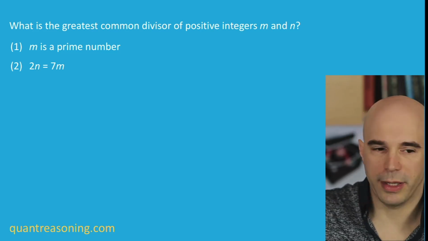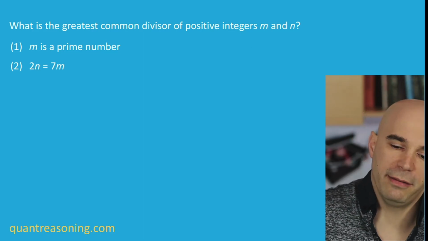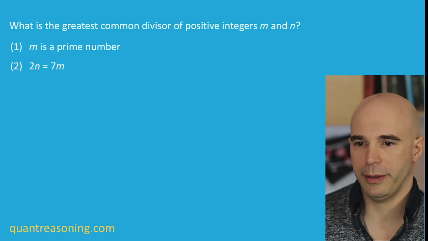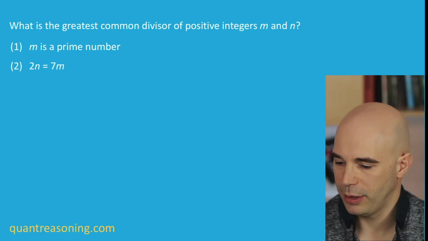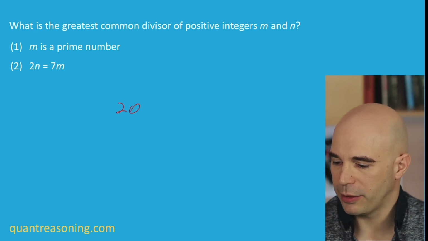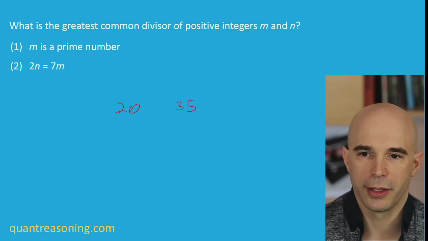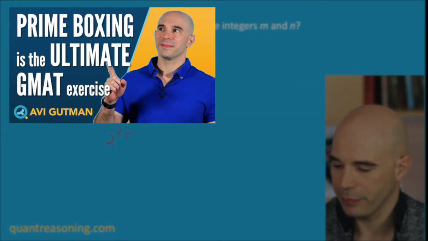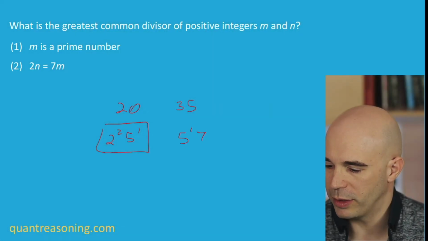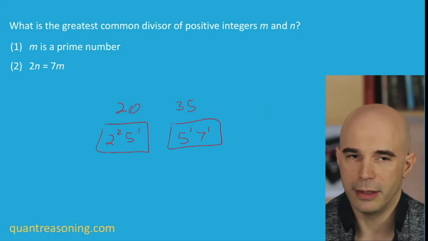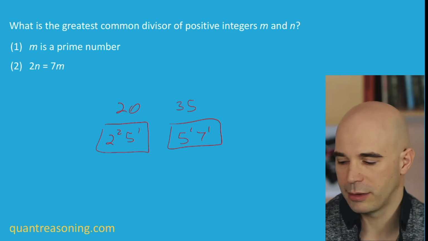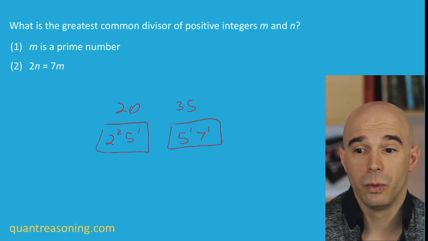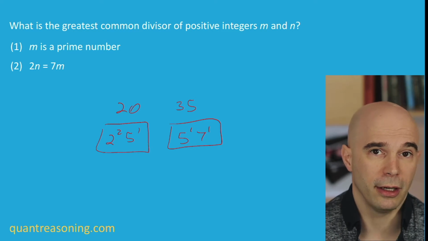Let's start with a quick reminder of what greatest common divisor is and how to work with it. So if I'm talking, let's say, about 20 and 35, just as an example, and I want the greatest common divisor, what I would do is find the prime box of each of these numbers. So 20 is 2 squared, 5 to the power of 1. 35 is 5 to the 1, 7 to the 1. And the greatest common divisor, also known as greatest common factor, would be whatever those boxes have in common.